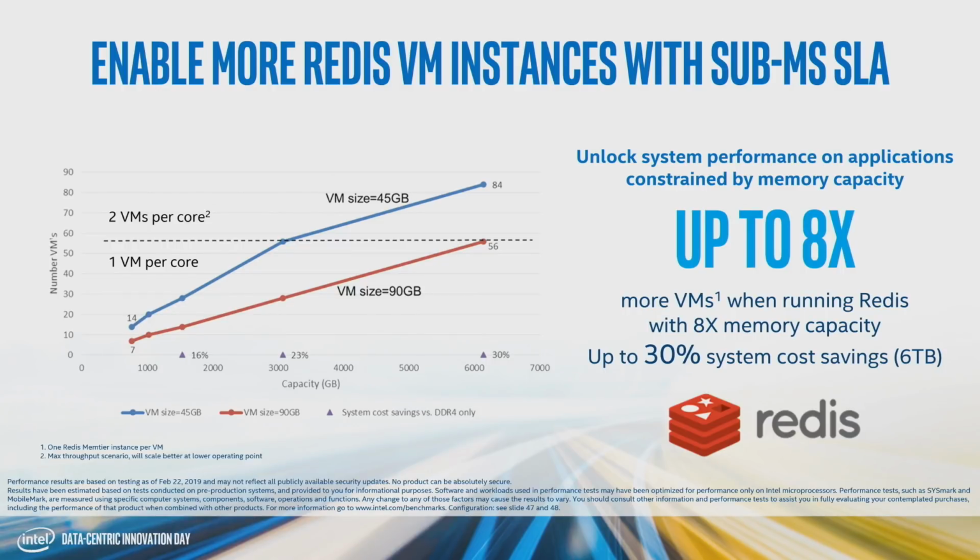The blue line is very similar. What's the DRAM to Optane ratio here? For this one, the DRAM is 32 gig, and the Optane goes up to 6 terabyte. Oh, sorry, 32 gig times 12. That's okay.